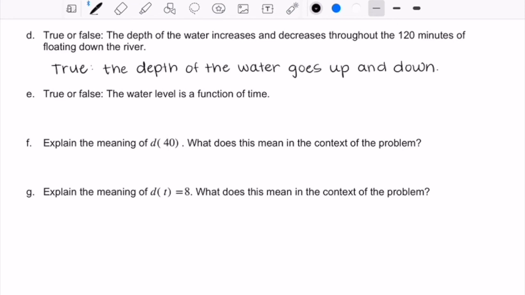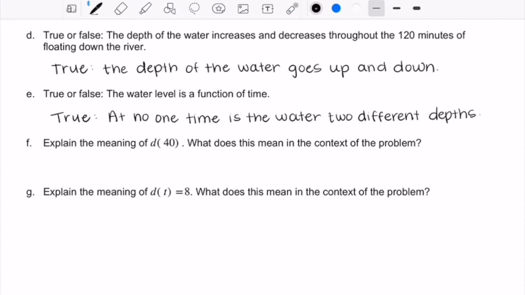The next question wants us to ask whether it's true or false that the water level is a function of time. And that's true because at no one time is the water equal to 2 different depths. There are different depths that repeat themselves, but remember, it's okay if the y's repeat themselves, but at every x, each x gets matched up to just one y.